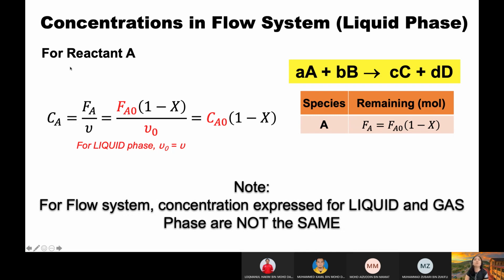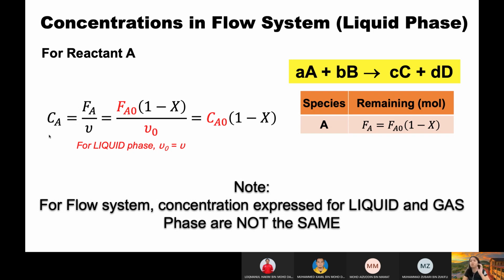So let me do first for A. So concentration of A, CA. C subscript A to signify concentration of A. So concentration of A equals to, kalau you remember this, dia ada perkaitan. Concentration, molar flow rate, volumetric flow rate, they have a correlation of which concentration of A equals to outlet molar flow rate of A.